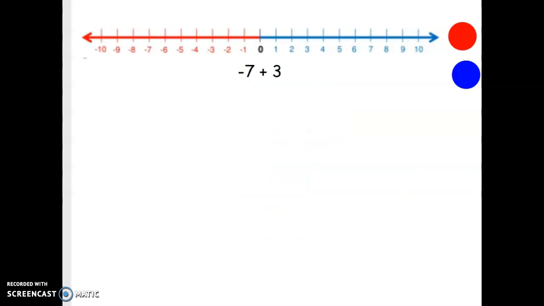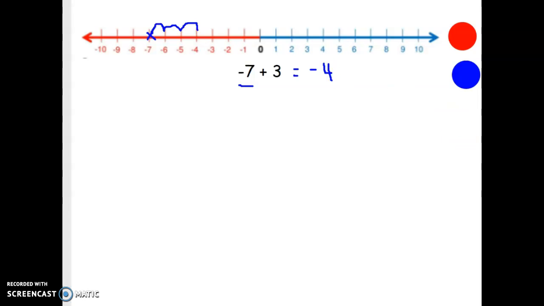Let's try another one. Negative 7 plus 3. Using a number line, negative 7 is a negative number, so we would start on the left side of our number line. And we're going to add positive 3. When we're adding a positive number, we're going to be moving to the right. 1, 2, 3. So that means our answer would be negative 4.